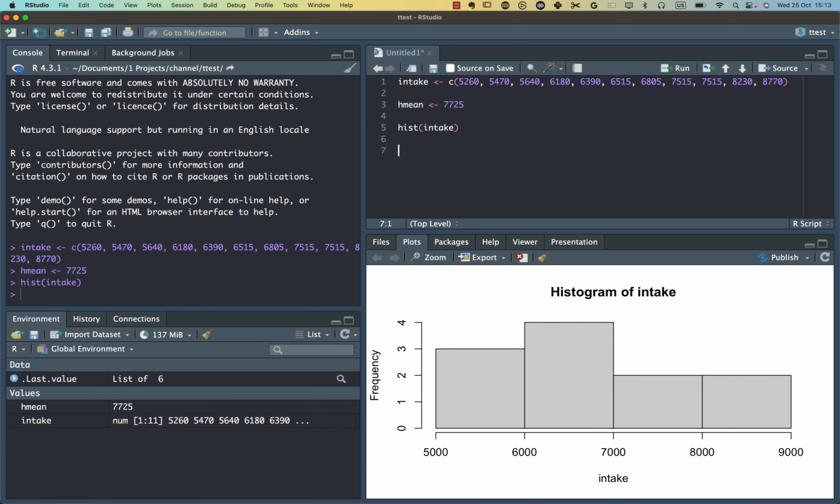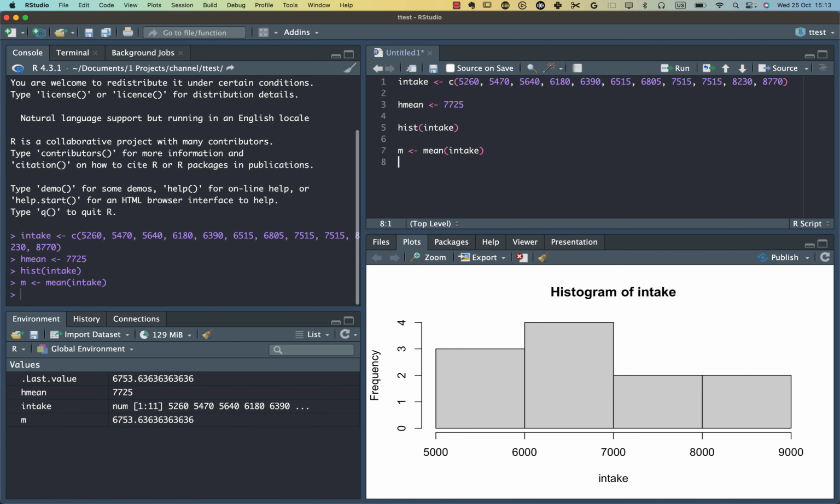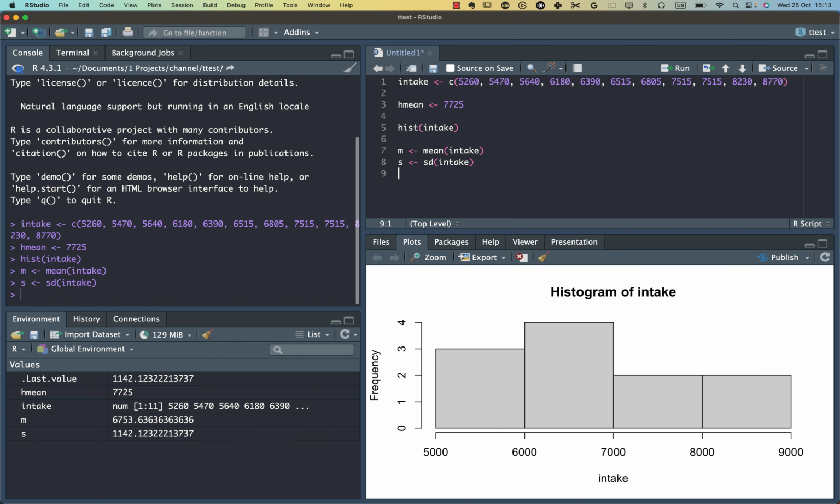We're going to need a few things here, so we're definitely going to need to know the mean of the sample. It's 6753. We are also going to need the empirical standard deviation, which is a little bit over 1000.